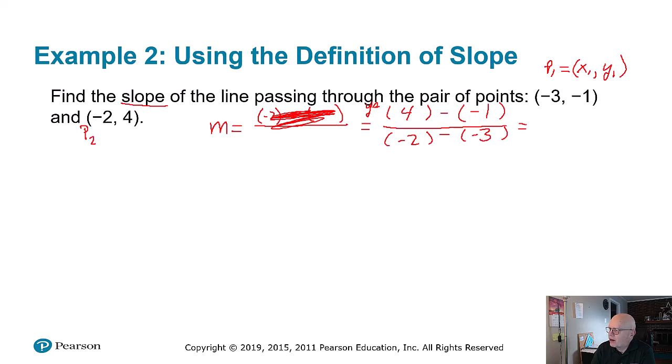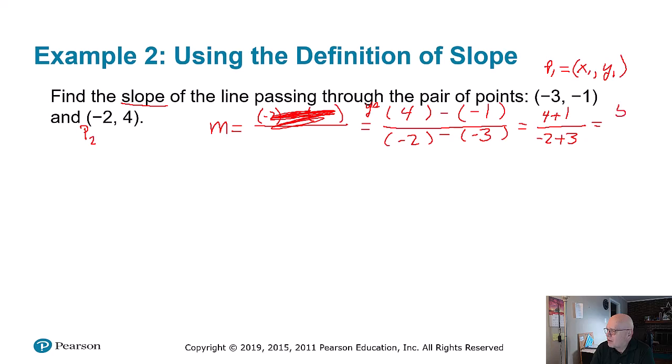And then very carefully, because there are a lot of negative numbers here that could mess you up. First of all, rewrite it. This will be 4 plus 1 on the top. Don't bother trying to do it in your head unless you're really good at this. On the bottom, it's -2 plus 3. Now it makes it easy.